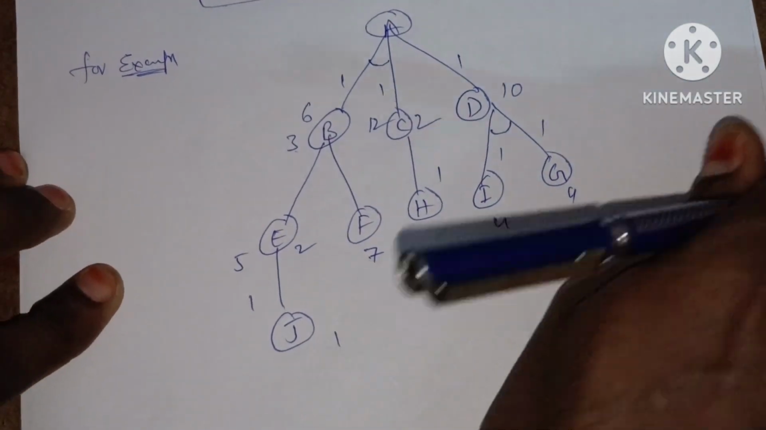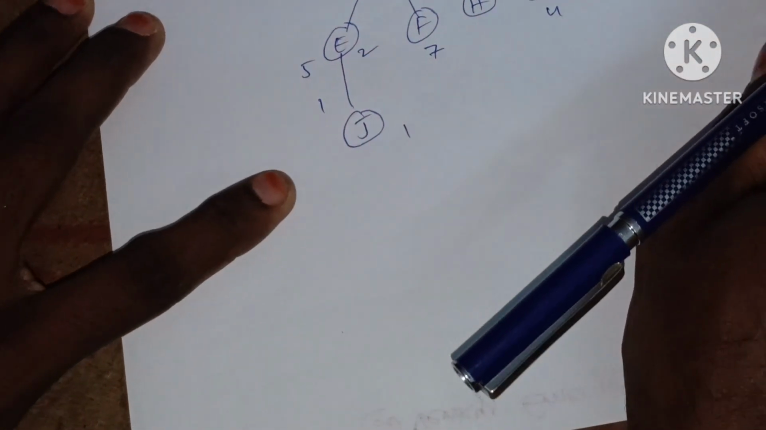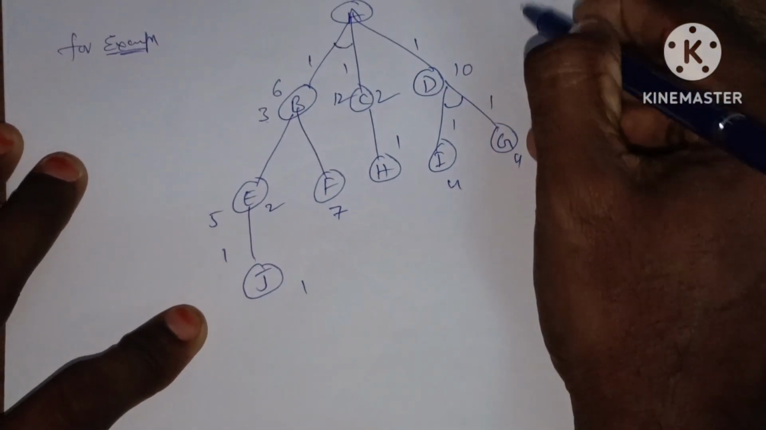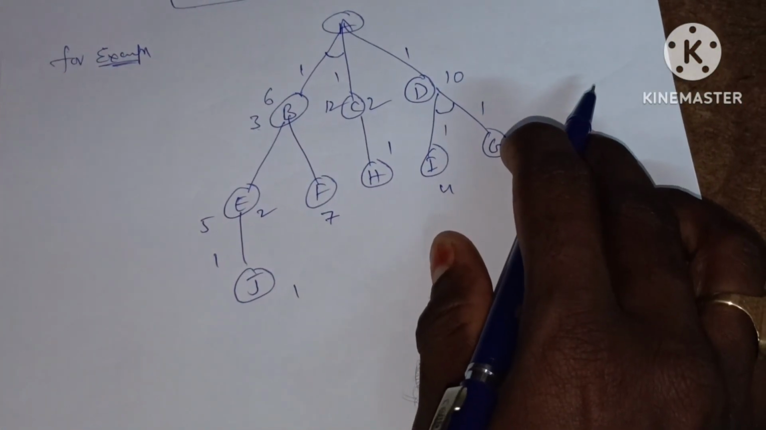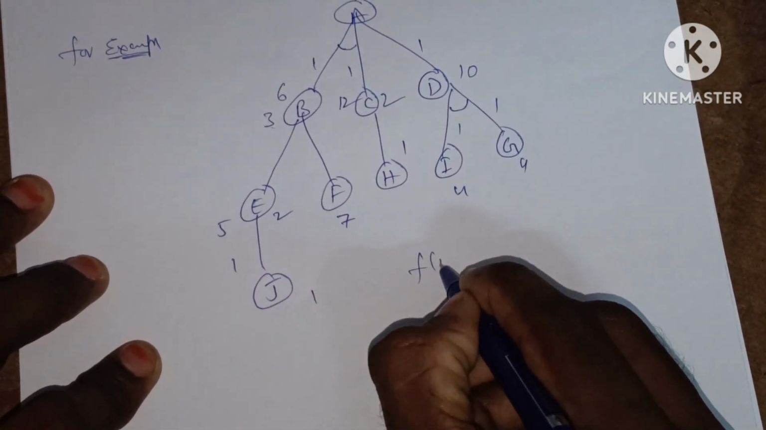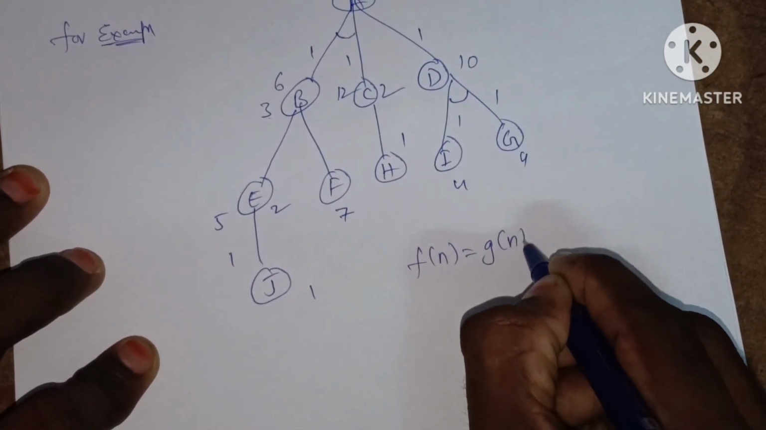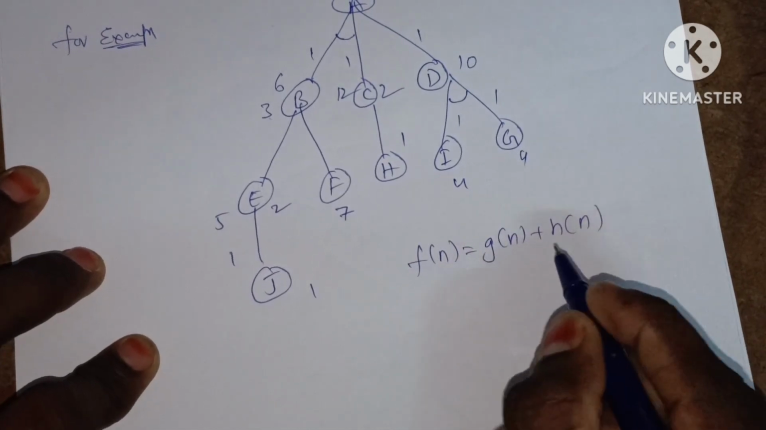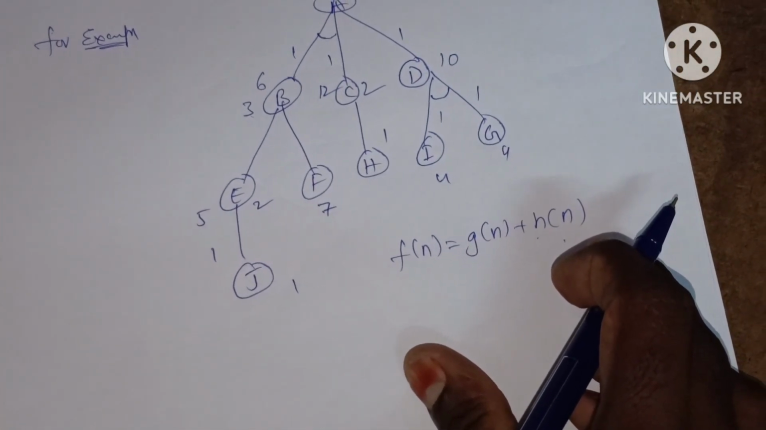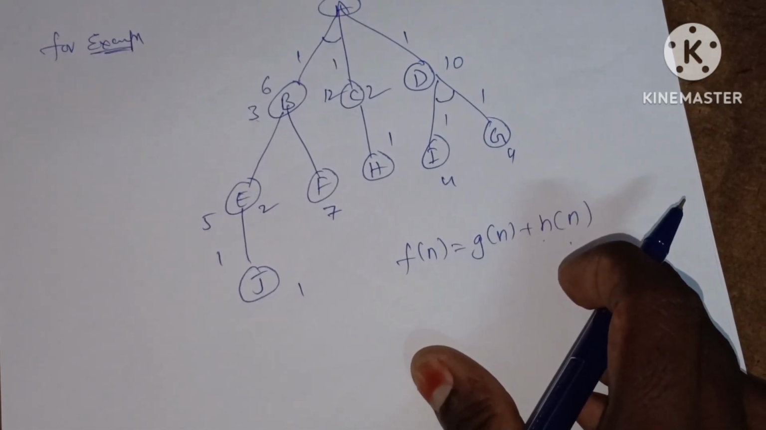So here we move towards the lower cost. To find the lower cost, we calculate the cost function. How to calculate the cost function? Here again we apply f(n) equal to g(n) plus h(n). Here what is h? H means estimated cost or heuristic cost. G means actual cost. Okay.